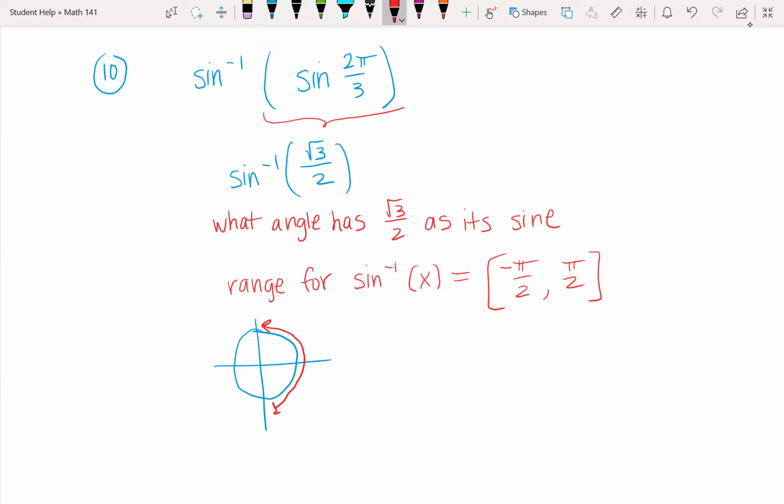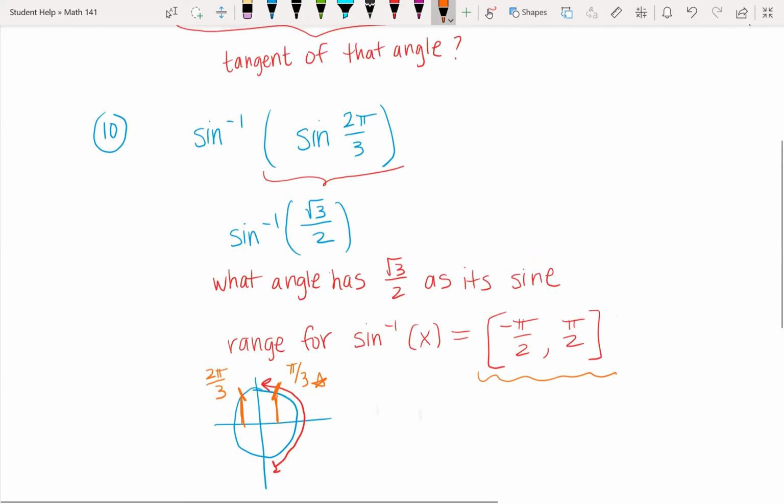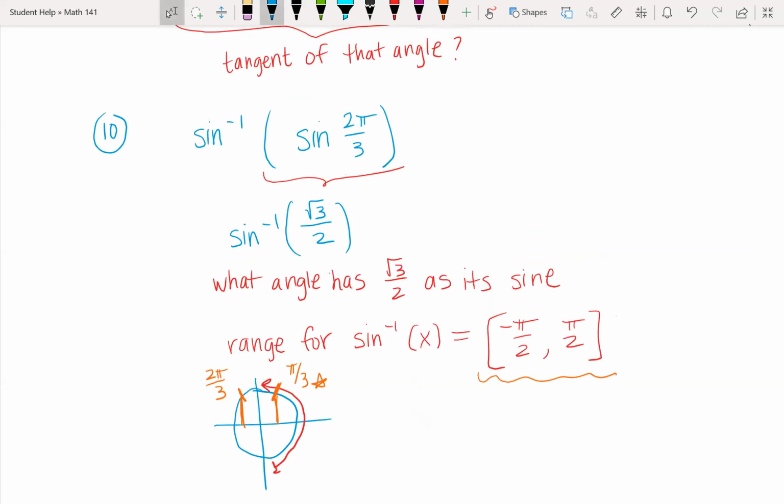What does fall within that section is pi over 3, which is here. Pi over 3 is here. 2 pi over 3 is here. They both have the same sine value. The sine value is the y value, right? They're both the same. But the answer that we have to give is pi over 3 because it falls within the given range for sine inverse. So for this problem up here, we're going to say that our answer is pi over 3.